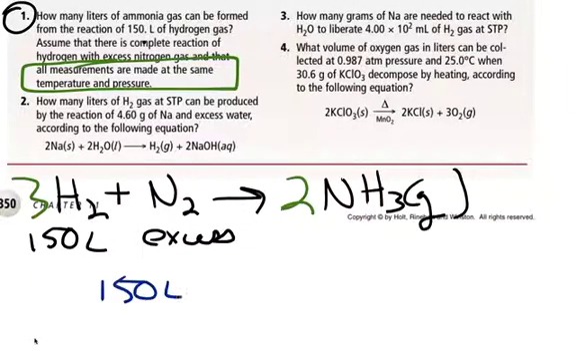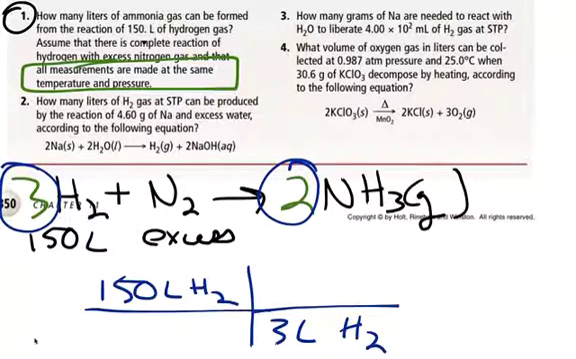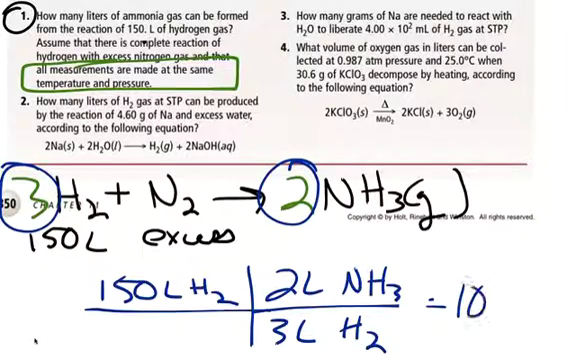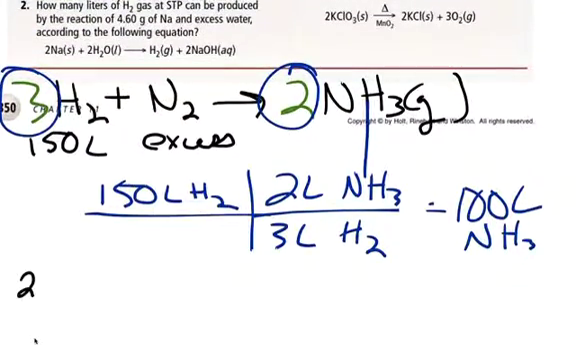So if we have 150 liters of hydrogen, and we want to know how much ammonia we make, again, the molar ratio will work as the volume ratio, because our gases are all at the same conditions. 3 liters of hydrogen will produce 2 liters of ammonia. And that is simple gas stoichiometry. So 2 times 150 is 300. 300 divided by 3 is, thank you, Mr. Johnson, 100 liters of ammonia. There we go. Let's scroll down now and do number 2.